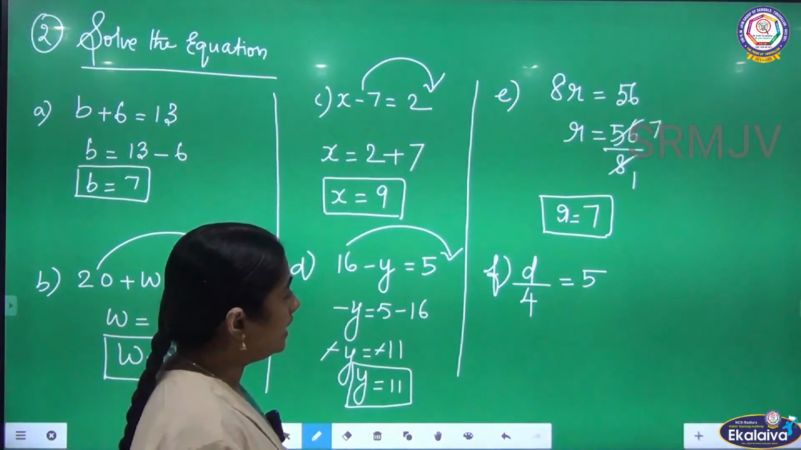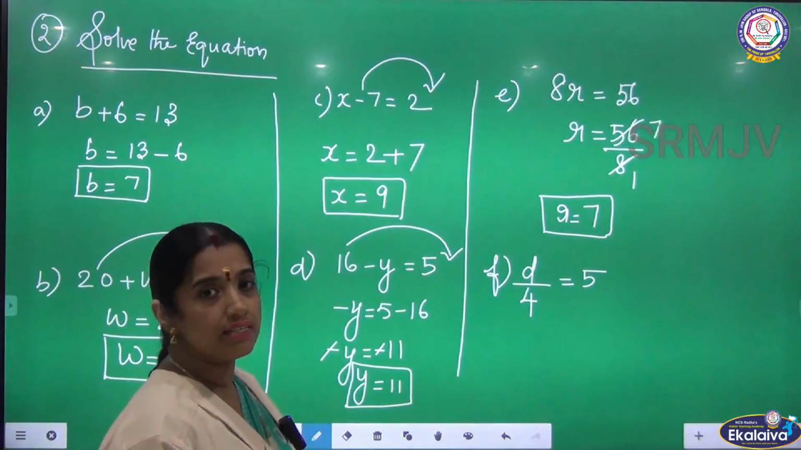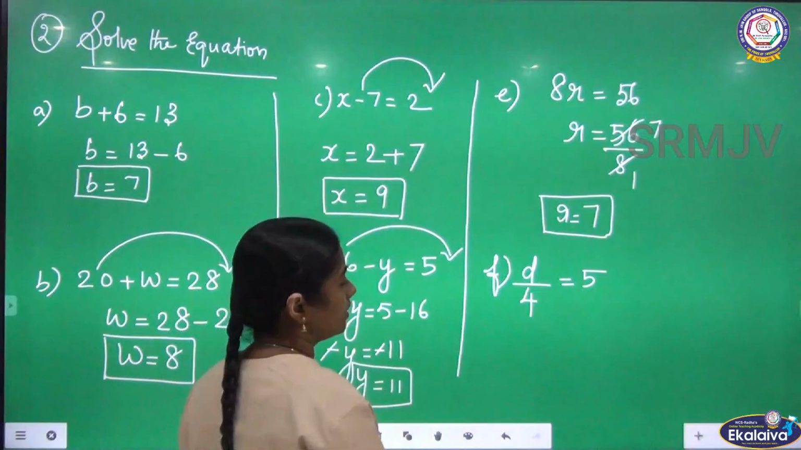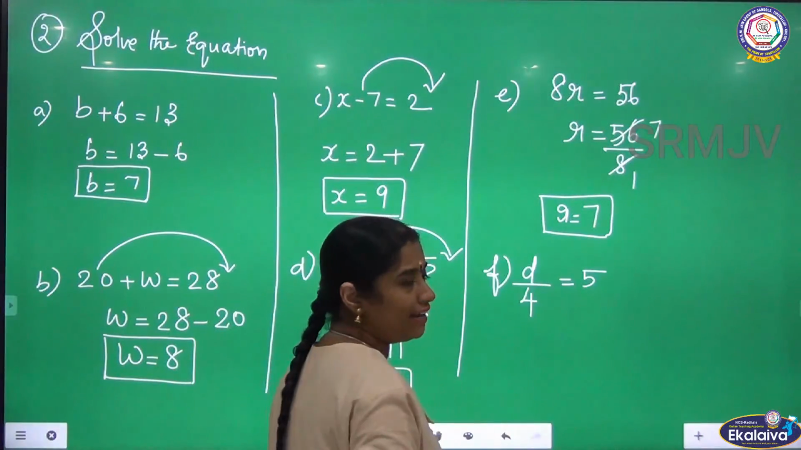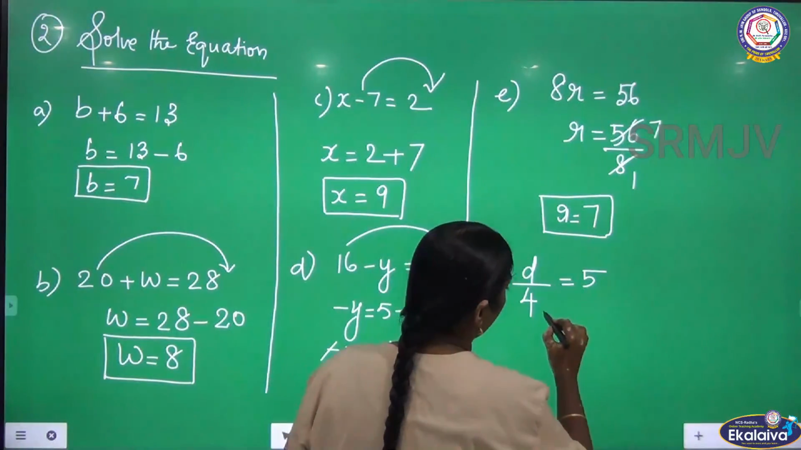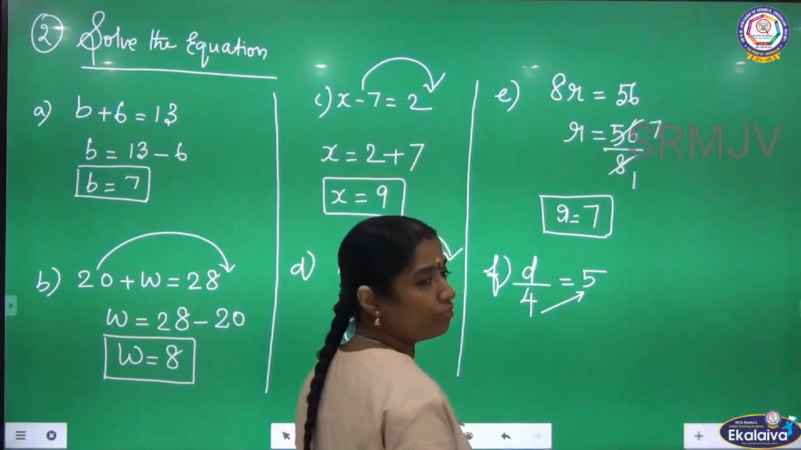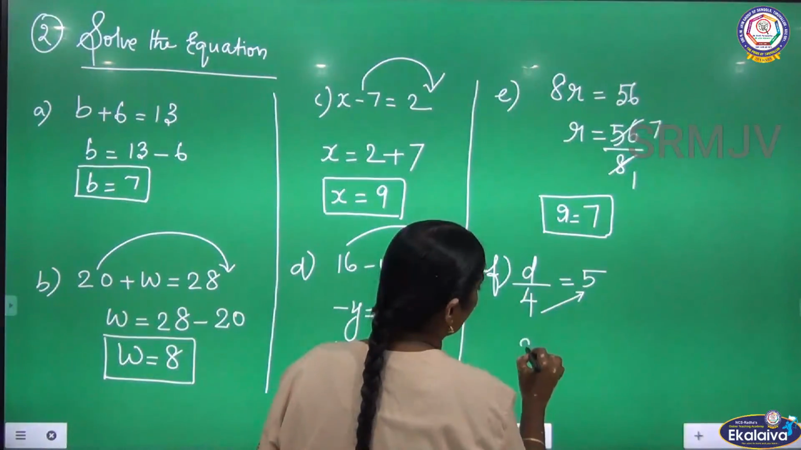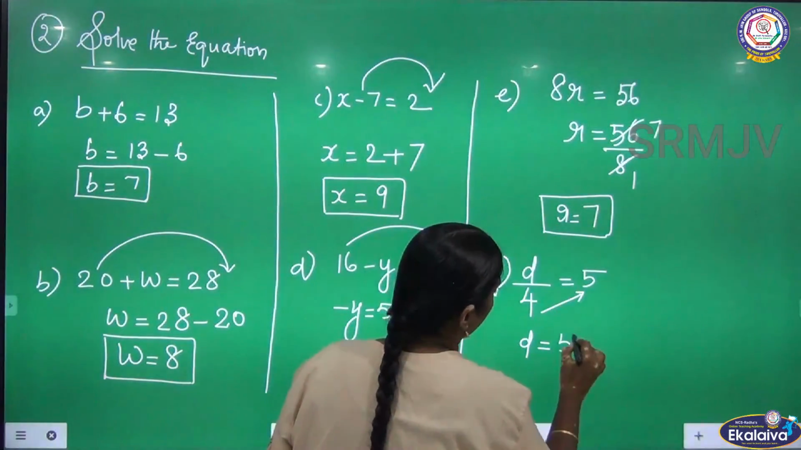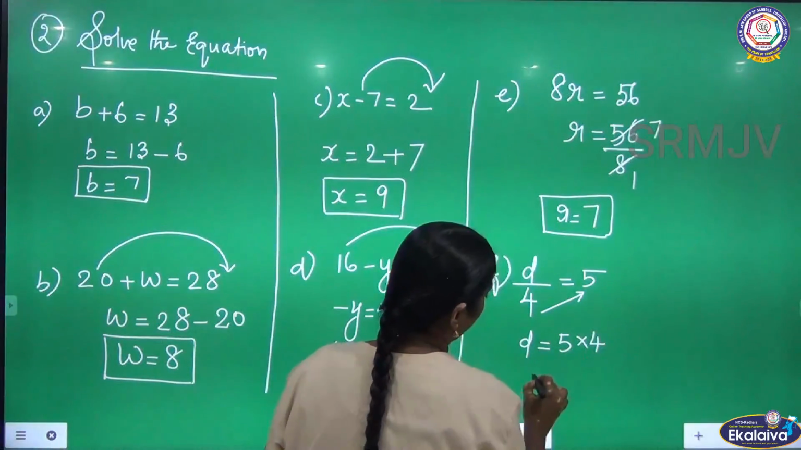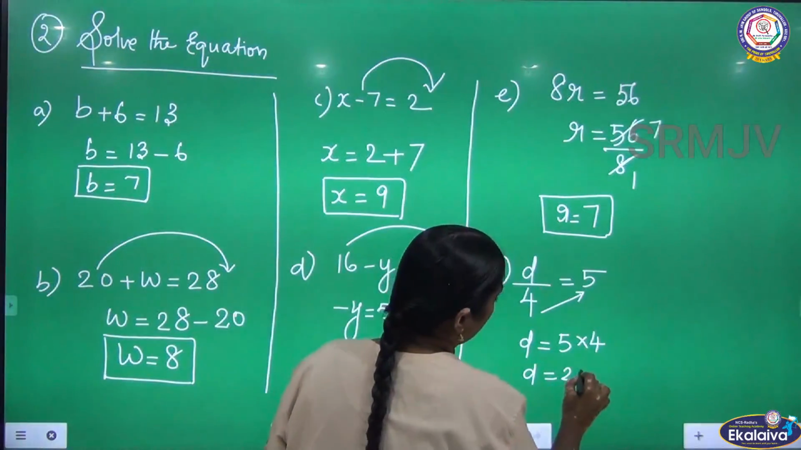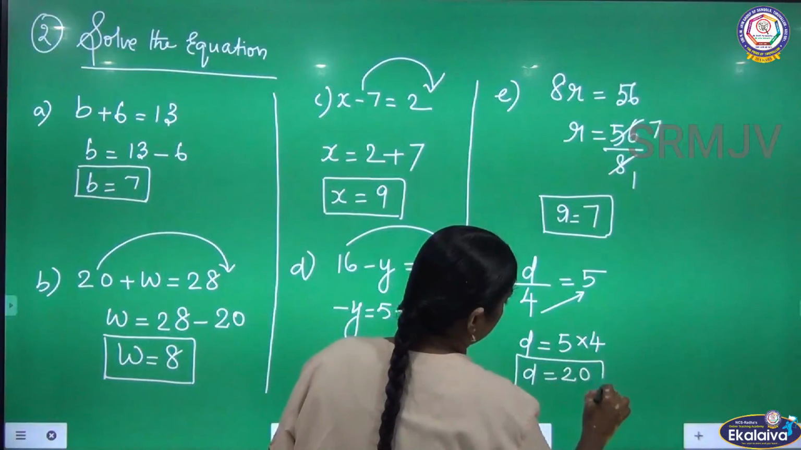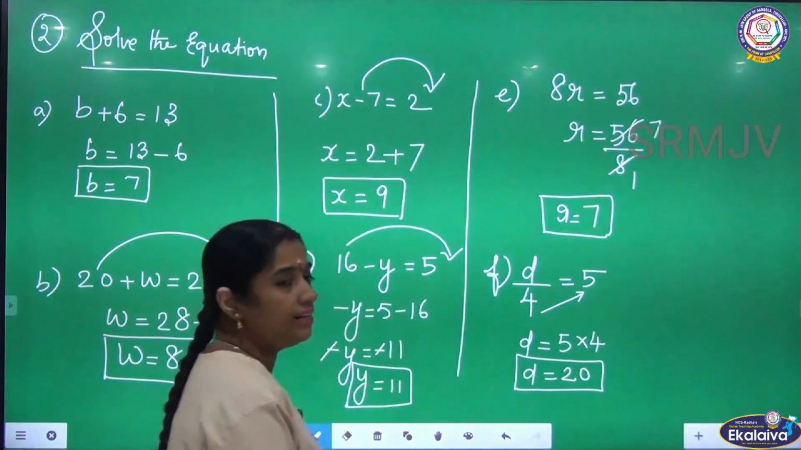Next, d by 4 is equal to 5. See, I am going to find out the d value here. So for that, what am I doing? I am sending this 4 to that side. Division becomes multiplication. So d is equal to 5 into 4. So 5 fours are 20. Can you clear this, children?